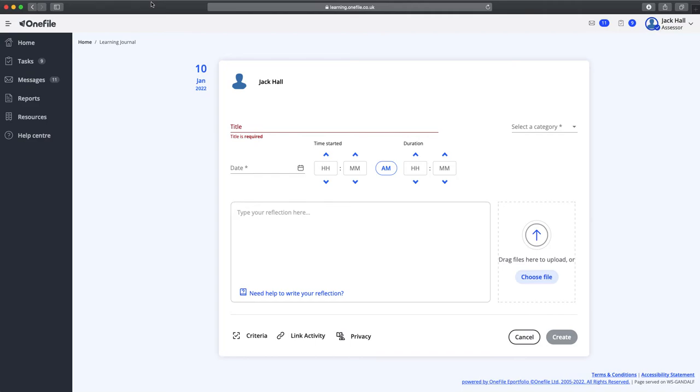Whereas your portfolio of evidence is a place for holding your assessments. So when you upload something as an assessment, what you're saying is, I am competent at performing that task in the workplace to a good standard. Whereas when you're entering a reflection into your journal, what you're saying is, I have learned a little bit about this task, but I'm not necessarily competent at it yet.